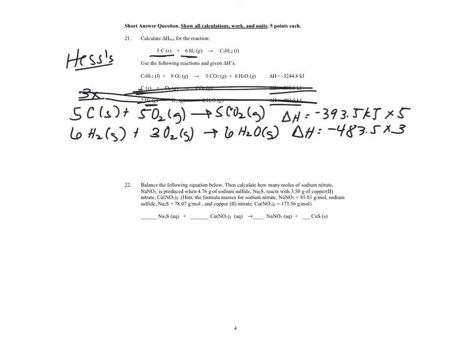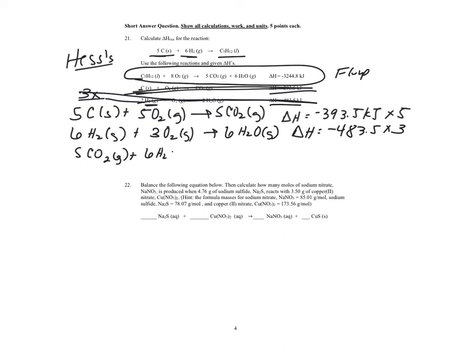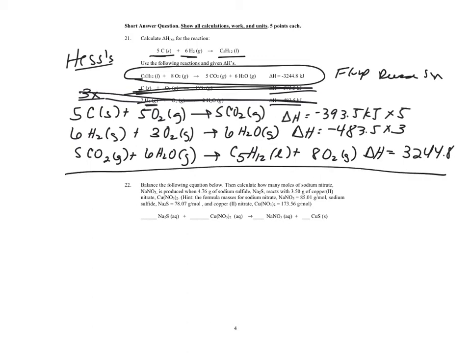So we got to go over here, and we see that this one here has the C5H12 on the incorrect side, but it has the right coefficient. So we're going to flip this one. So now we're going to write 5 CO2 plus 6 water gas goes to C5H12 plus 8 oxygen. And then when we flip it, we've got to reverse the sign. So delta H equals 3244.8.